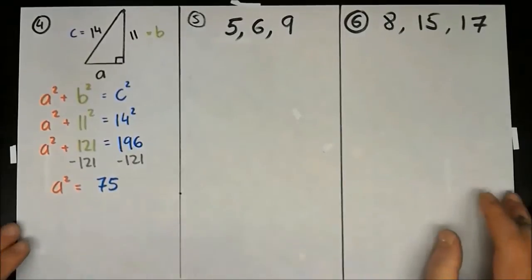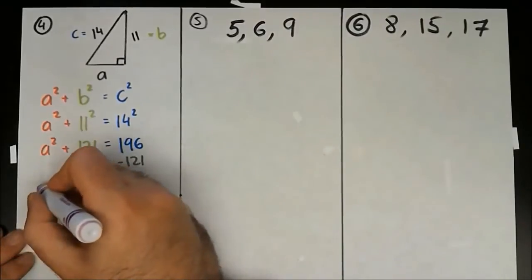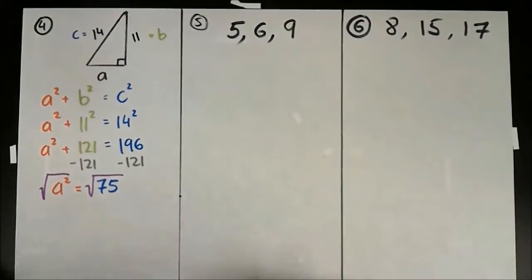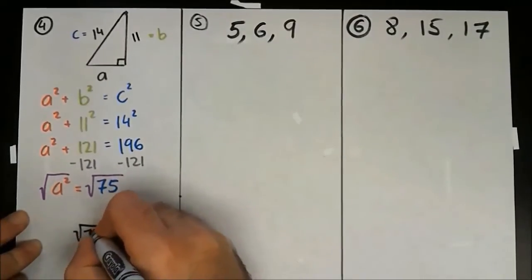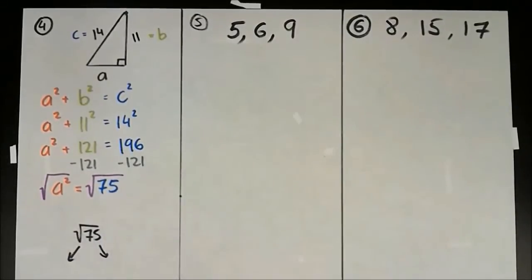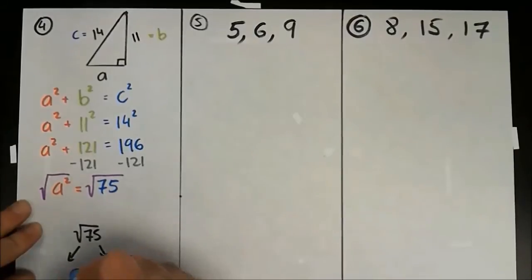What's my next step? Get rid of this power of 2 by taking the radical of the second power from each side, finding this square root. Is 75 a perfect square? Fortunately, it is not. So I need to estimate. So 75, what are the two nearest perfect squares to 75? Well, the larger one is 81. The smaller one is 64.